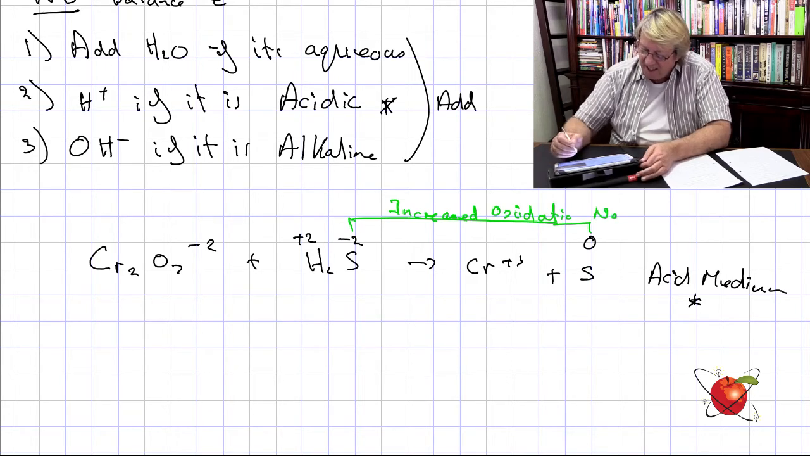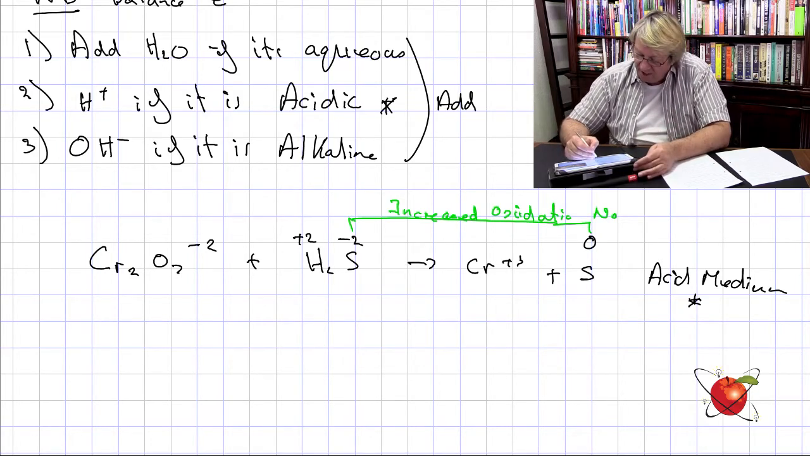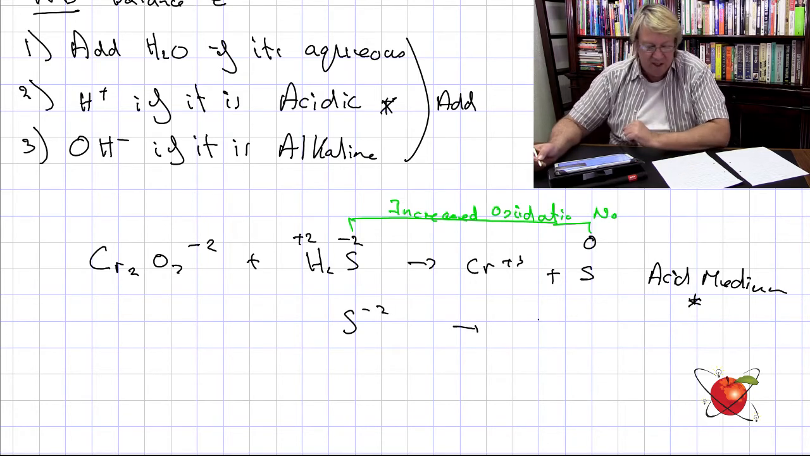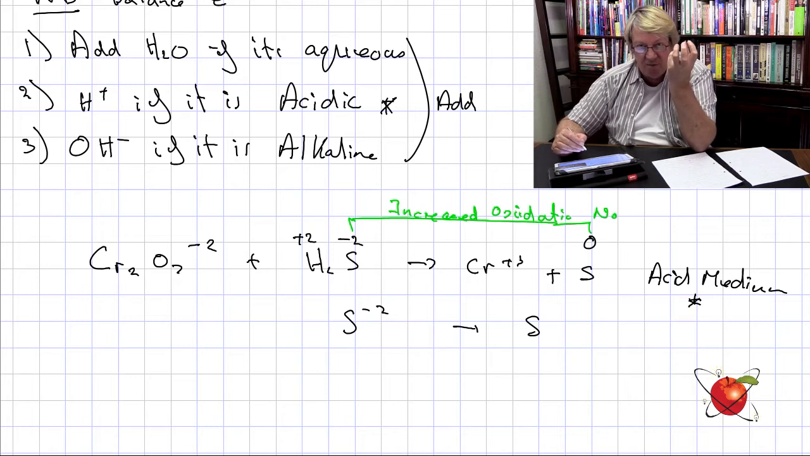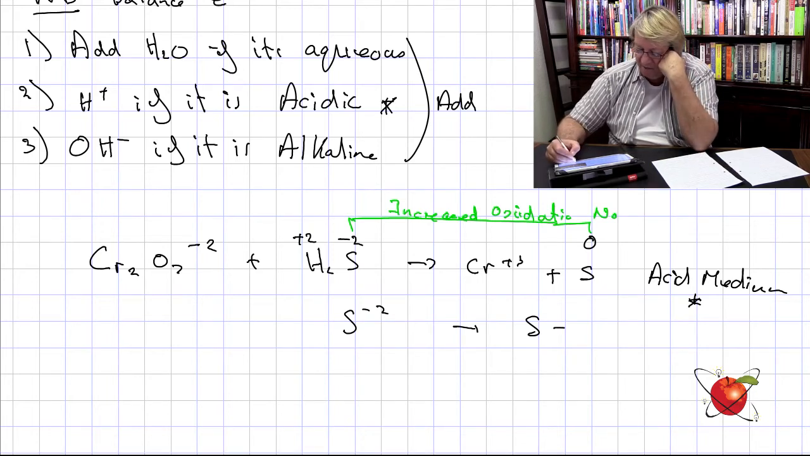Okay, so let's just take that half reaction out and say this is our half reaction. We had S 2 minus. On the other side, we've got sulfur, right? So what happened is it had a charge of minus 2, it's got 0, so it must have lost 2 electrons on here. Okay? So it's lost electrons.